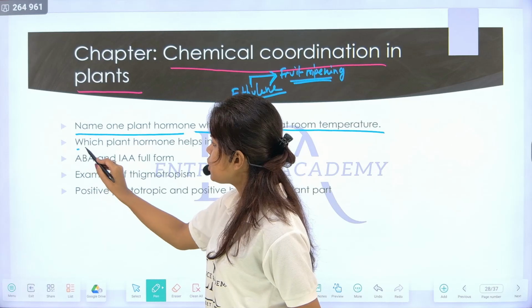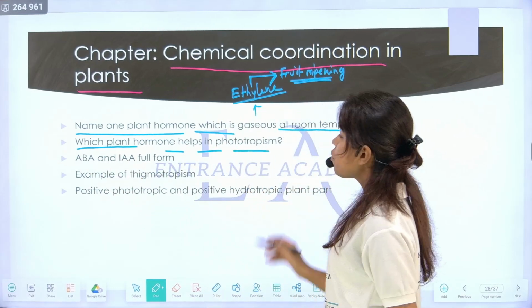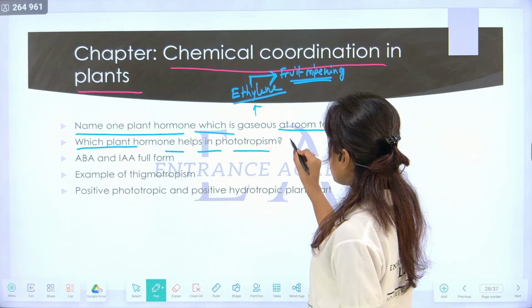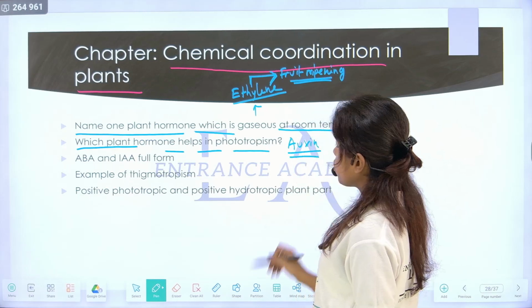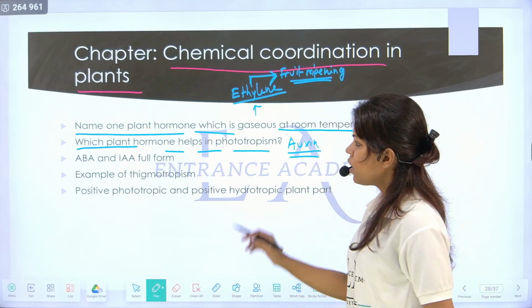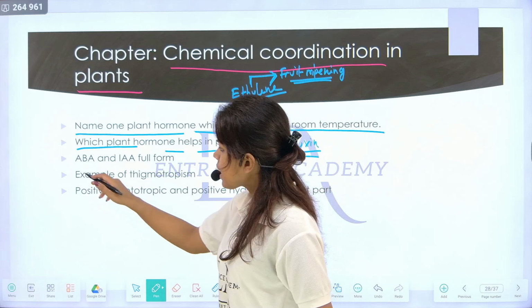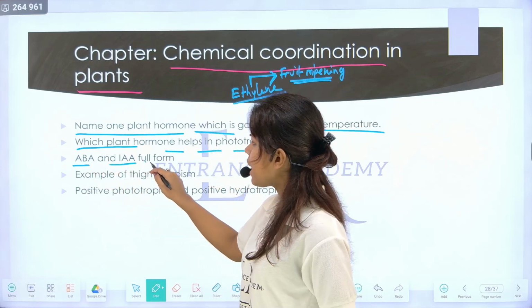Next, which plant hormone helps in phototropism? Auxin. Auxin is a plant hormone which helps in the process of phototropism. Next question, ABA and IAA full form.